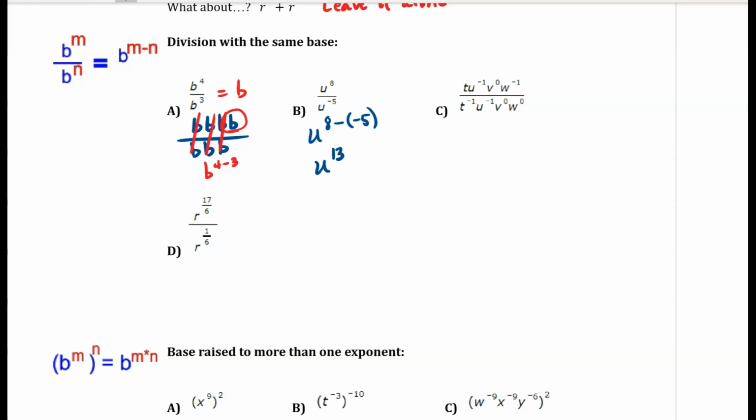In our next example, we have lots of different bases, but they're all multiplied together, and we can separate them out and reorder them as we need to in the numerator or the denominator, and think of them as separate little fractions. Since there's no addition or subtraction, we can multiply these in any order. So I'm going to rewrite these as smaller fractions: t over t, multiplied by u to the negative 1 over u to the negative 1, multiplied by v to the 0 over v to the 0, and multiplied by w to the negative 1 divided by w to the 0 power.